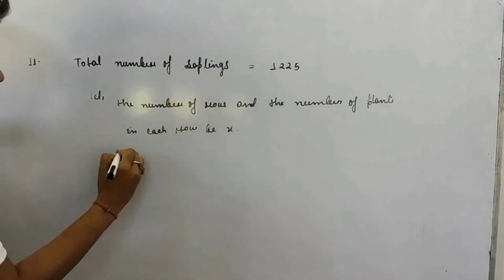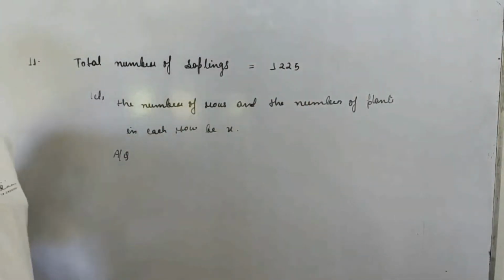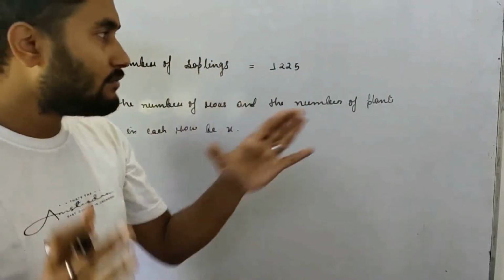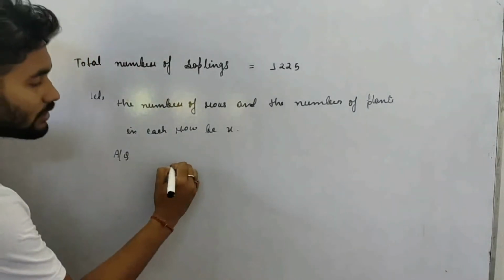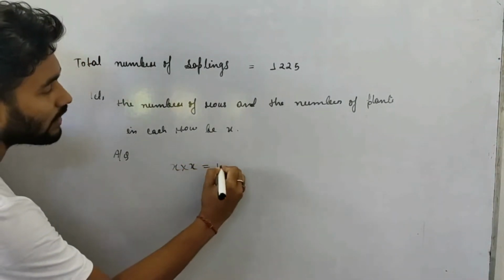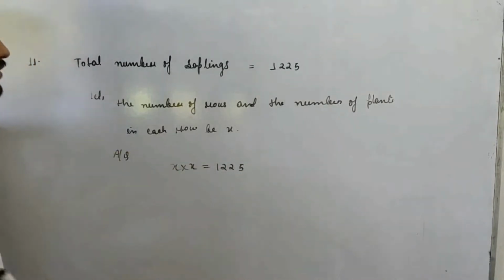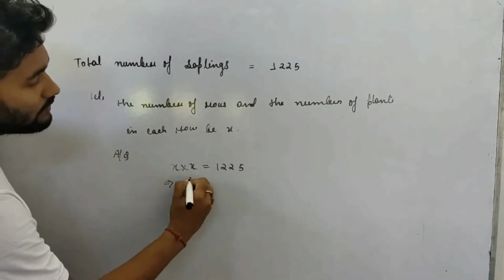So now according to the question, what do we know? That this is the area of the square. We have already understood this by drawing the diagram. This is the area of the square, this is the side of the square. So according to the question, side into side is equal to the area of the square.